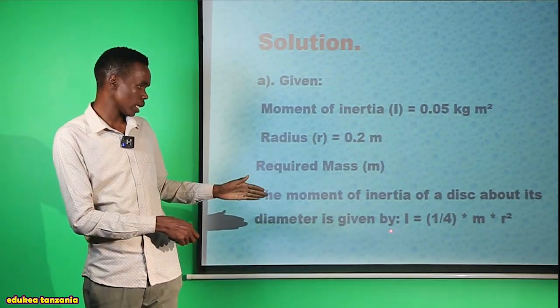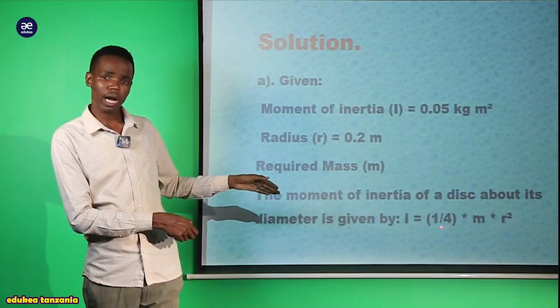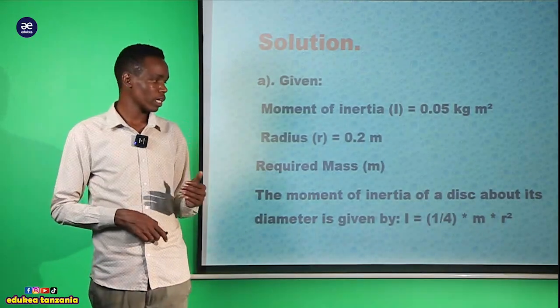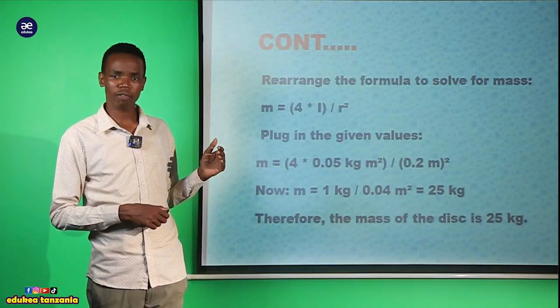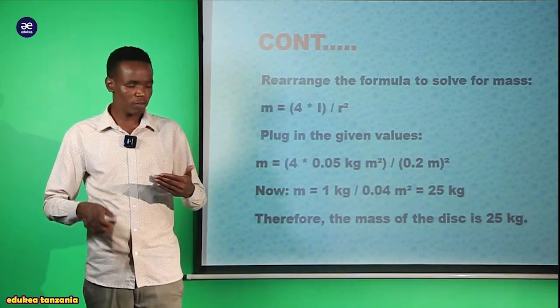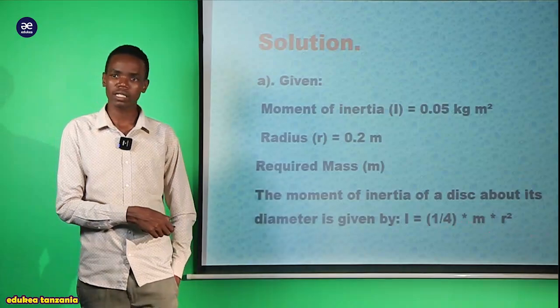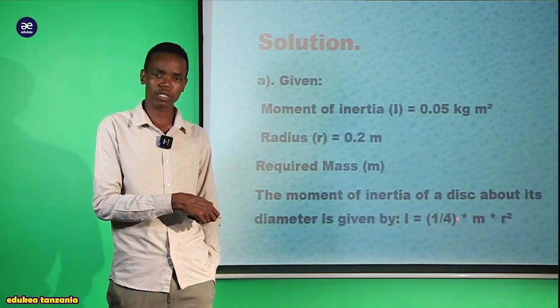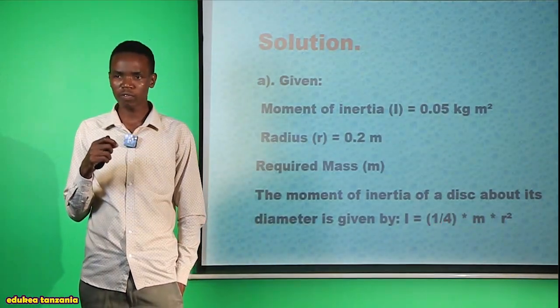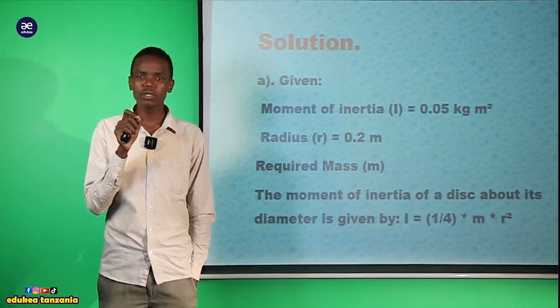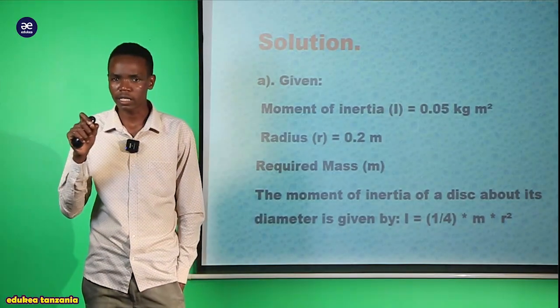So as we see here, now from I is equal to 1/4 times mr square, we are supposed to go and find the mass. How can we find the mass from our question here? Now let us multiply by 4 both sides, and after multiplying by 4 both sides, we are supposed to divide by r square for the aim of making m the subject.